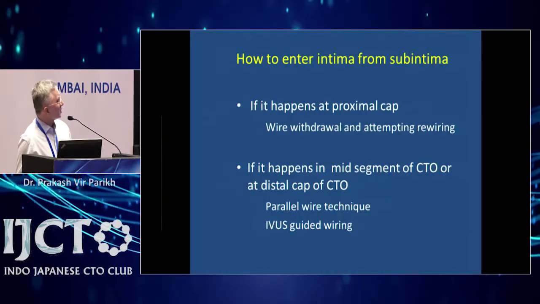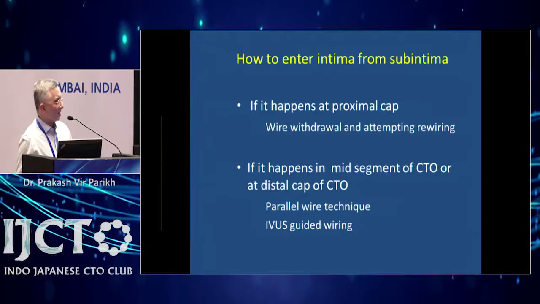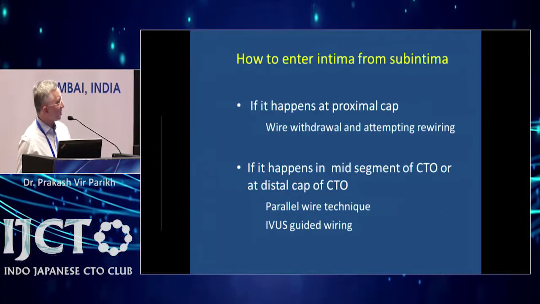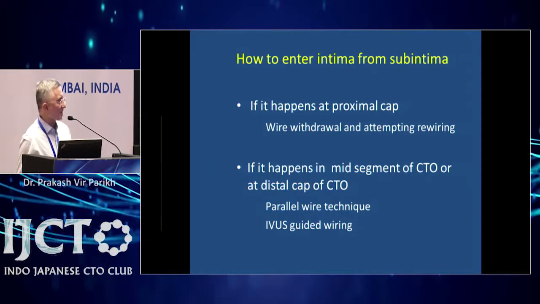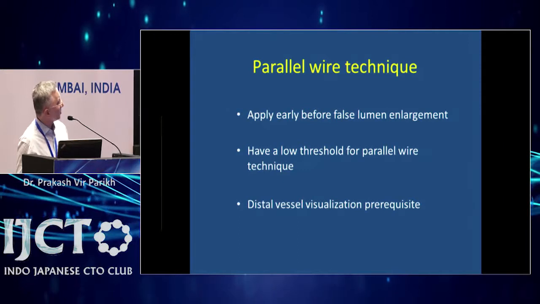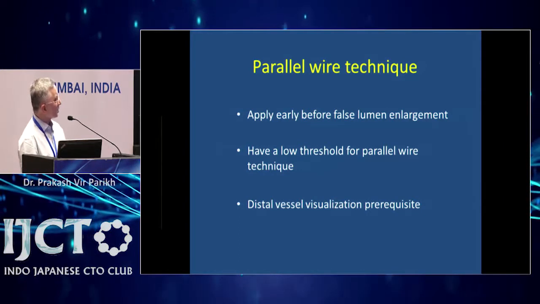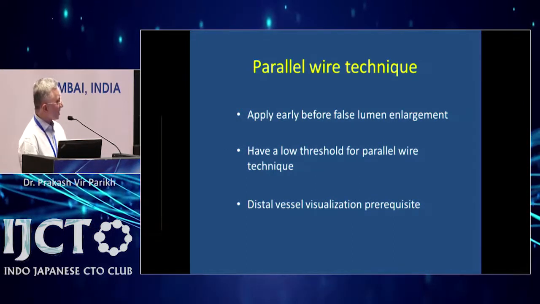If this happens at the proximal cap, the simplest thing is to withdraw the wire and attempt rewiring from a different direction. And if it happens in the mid segment of the CTO or at the distal cap, use the parallel wire technique and the Abbas guide technique, which has been discussed before. The important point of the parallel wire technique is to use it as early as possible. Have a low threshold before you make the false segment very big.